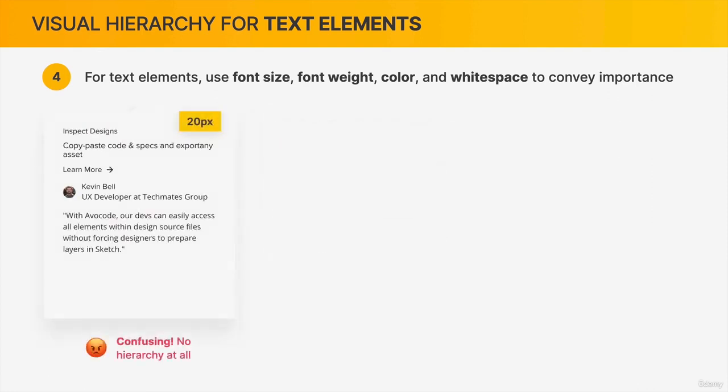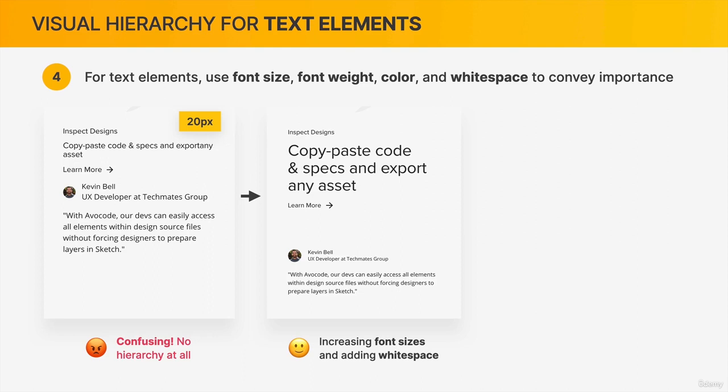And let's check out another example here, which is this one, where at the beginning all the text is at 20 pixels and there is no hierarchy at all. There's no whitespace, no color, no font weight, and really nothing. So in order to improve this, we can change the font sizes a little bit and add some whitespace. So now there are a lot of different font sizes here according to the importance of each of the elements.